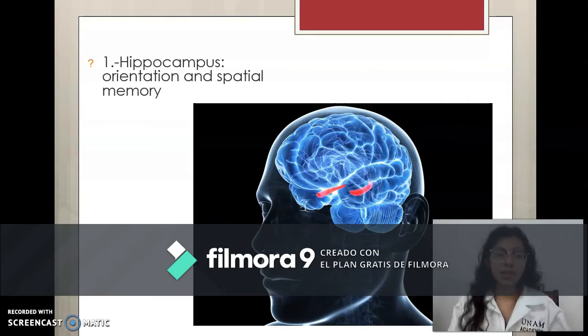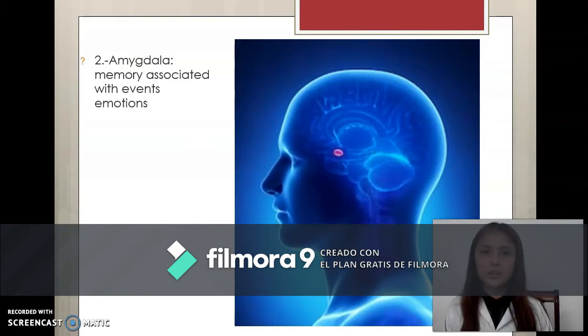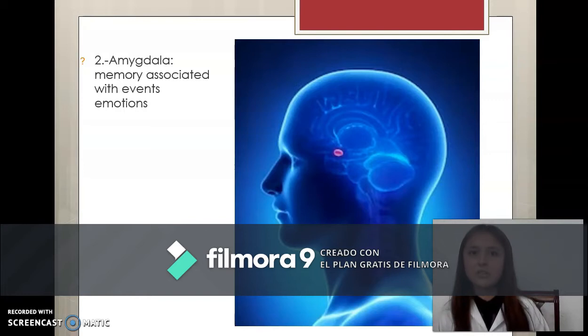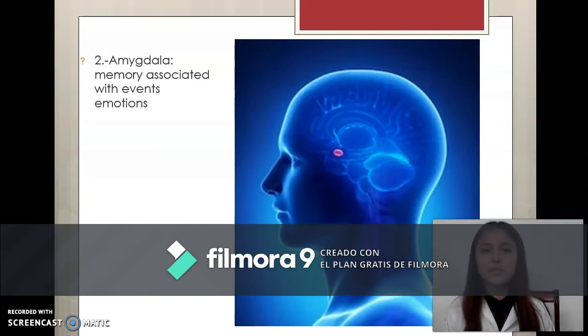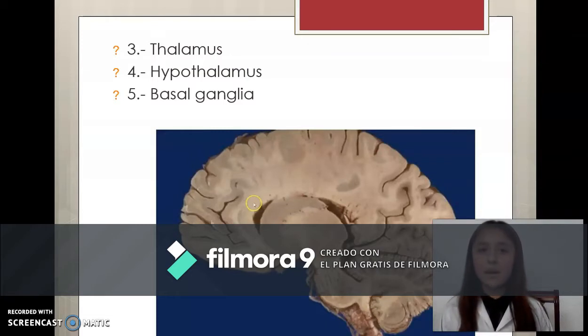Now, the hippocampus we find in the central part of the temporal lobe, and it also has important functions related to orientation and spatial memory. Amygdala. Amygdala is related to the formation and storage of memory associated with events that have caused you strong emotions. Here we see the thalamus, hypothalamus, and basal ganglia, which we have already mentioned in previous slides.